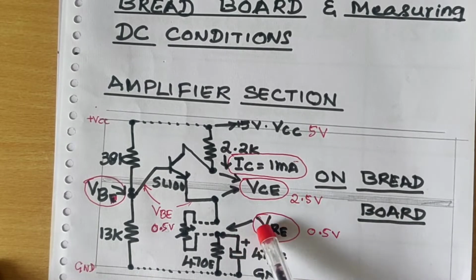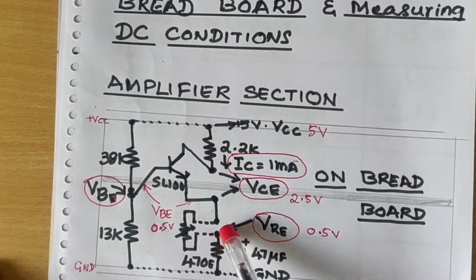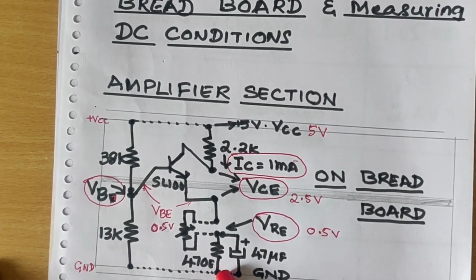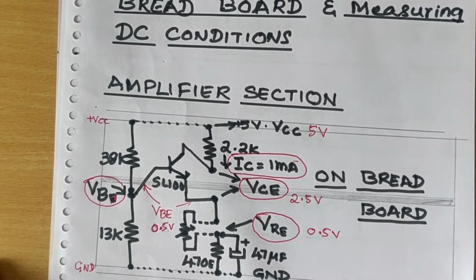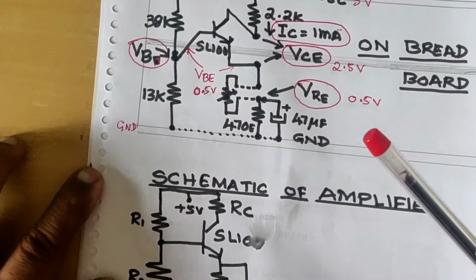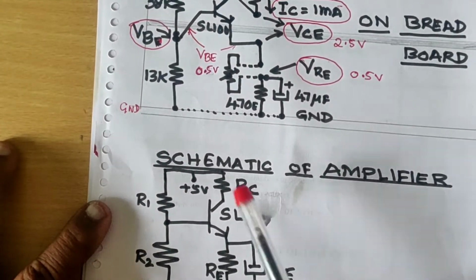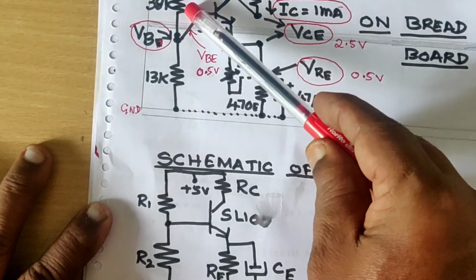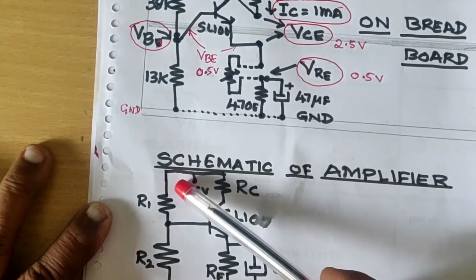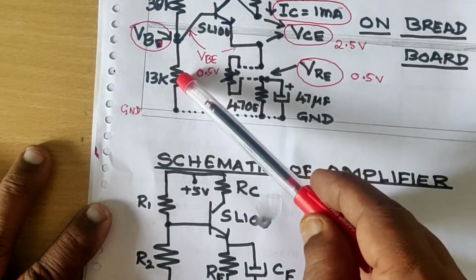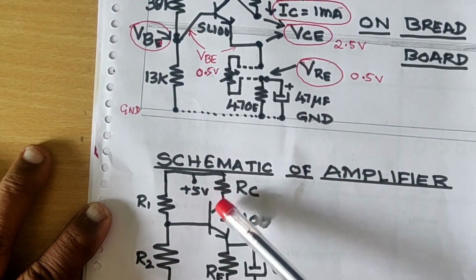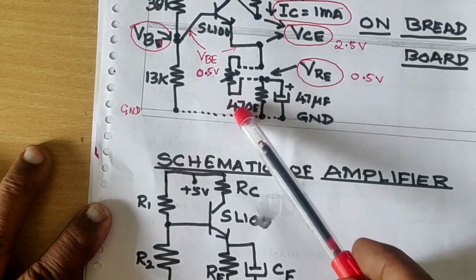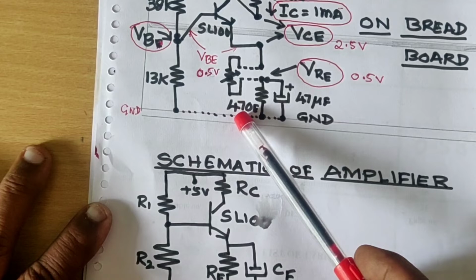And finally VRE, the voltage across RE with respect to ground. So we are going to measure different voltages. See the next part, the schematic amplifier, here it is. The schematic circuit diagram looks like this, and we are transferring this onto a breadboard like this. Just mount R1, next R2, RC and RE as in the circuit diagram. Switch on the power supply, take a multimeter, and with respect to ground measure the different voltages.